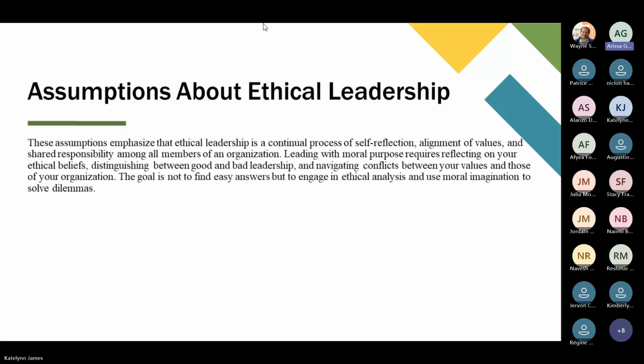Leading with moral purpose requires reflecting on your ethical beliefs, distinguishing between good and bad leadership, and navigating conflicts between your values and those of your organization. The goal is not to find easy answers, but to engage in ethical analysis and use moral imagination to solve dilemmas.